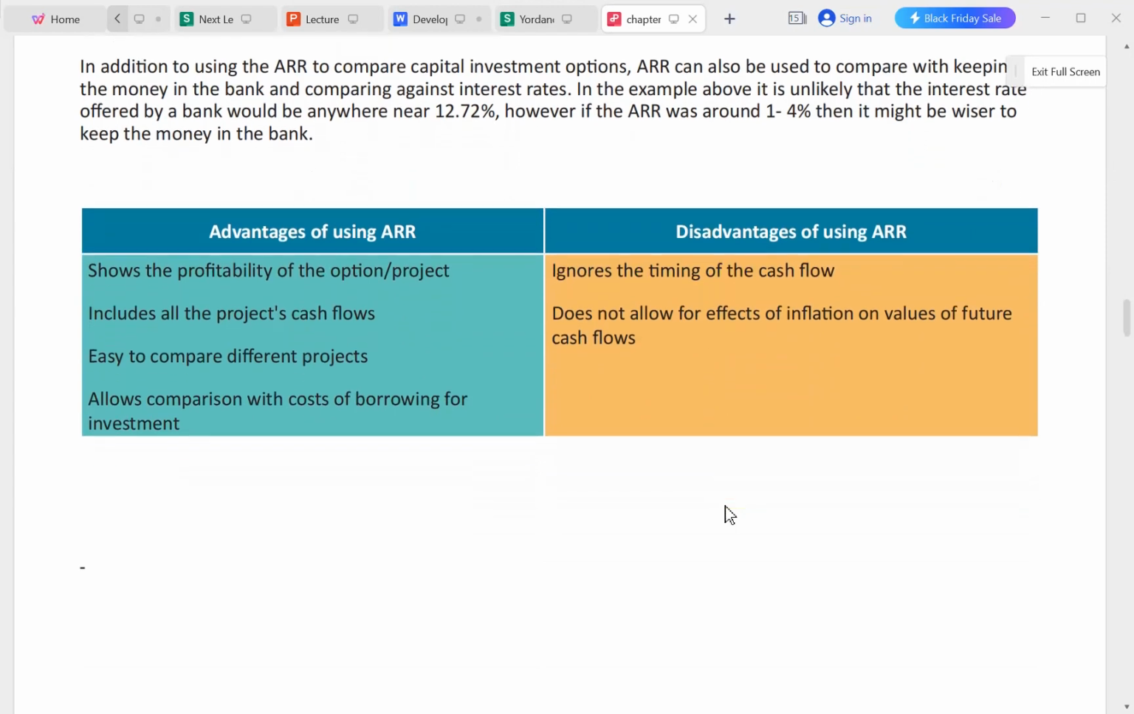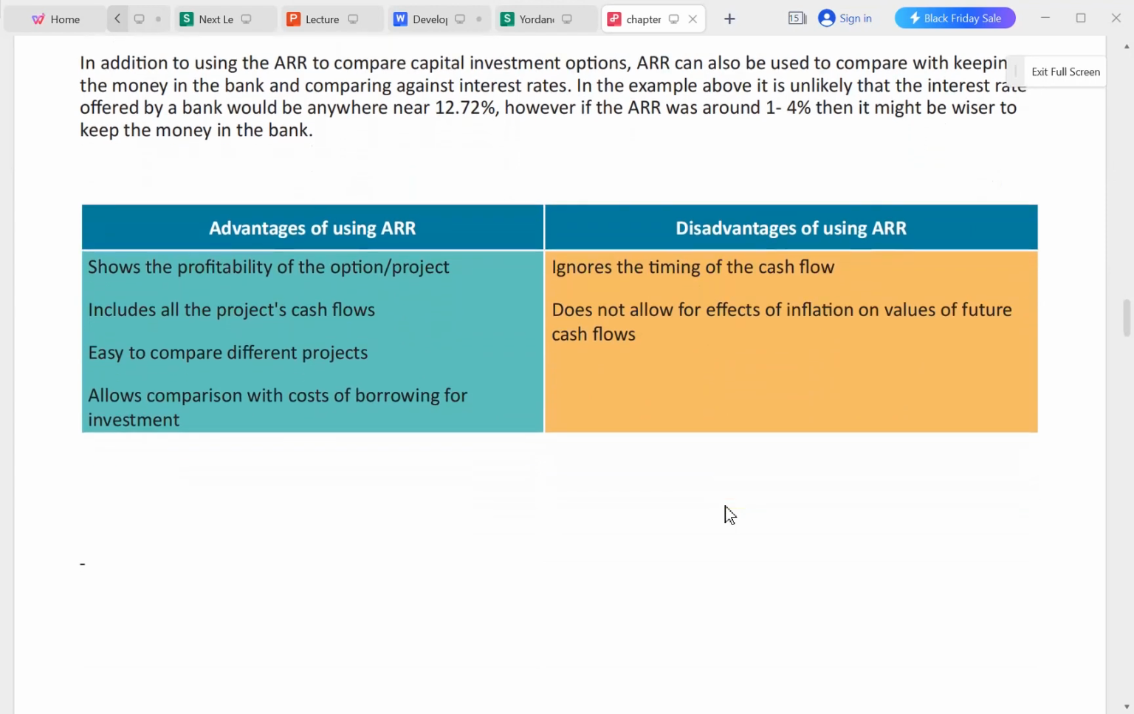So we're going to look again at the advantages and disadvantages of using ARR. The advantages are that it shows the profitability of the option or project and includes all the project's cash flow, it's easy to compare different projects, and it allows comparison with the cost of borrowing for investment. And the disadvantages: it ignores the timing of cash flow and does not allow for the effects of inflation on the value of future cash flow. ARR doesn't include inflation in the calculation, so that's the disadvantage.